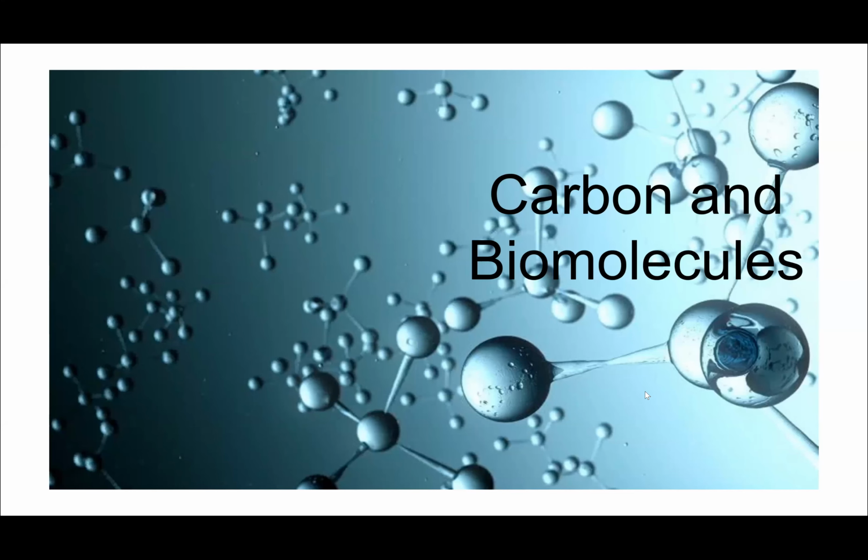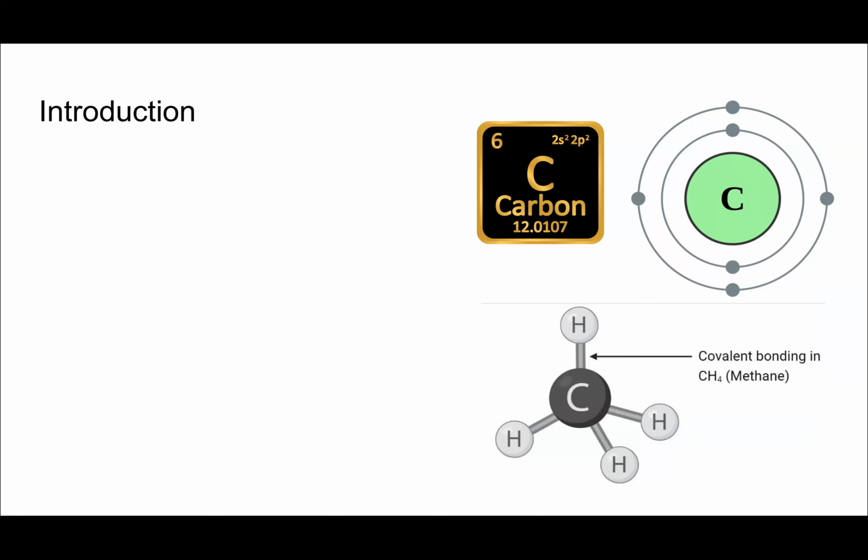Okay, in this particular video, we're going to talk about carbon and biomolecules. So the first question is why carbon? Carbon is element number 6 on the periodic table, so it has six protons and 6 electrons. When we arrange the electrons in the atomic structure, you will notice that the outermost shell has 4 electrons.